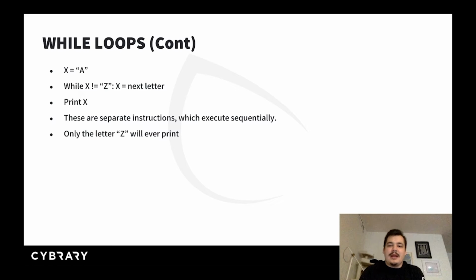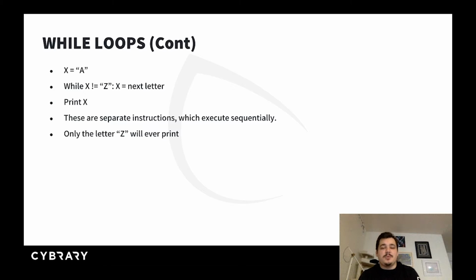Another example here that demonstrates a difference: x equals the letter A. And this is totally pseudocode, this wouldn't work in Python the way it's written, but while x is not equal to Z, the exclamation mark equal sign is a symbol in Python, which means not equal to, the logical inversion of equal to. So while x is not equal to Z, x equals the next letter.